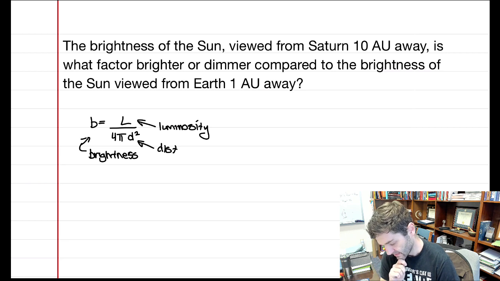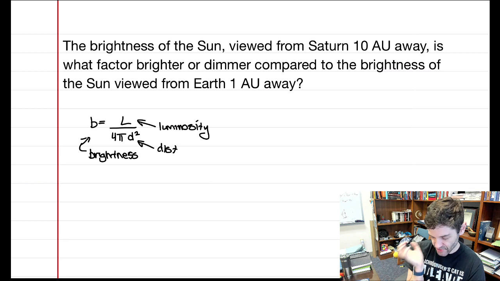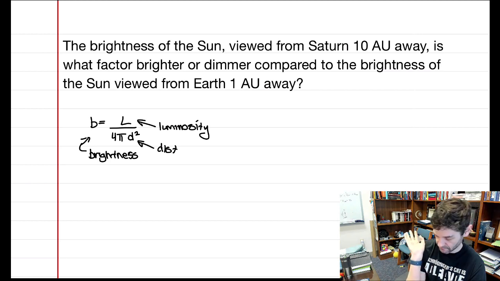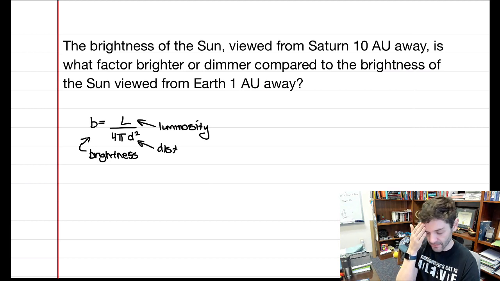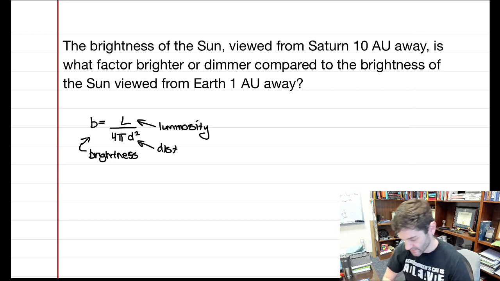In this case, it's asking about what factor the brightness changes, which means we want to solve for brightness, but it already has done that. Great. We don't have to solve for anything. It's already in the right form. We want to know how brightness changes, so we should have B equals a bunch of other variables.